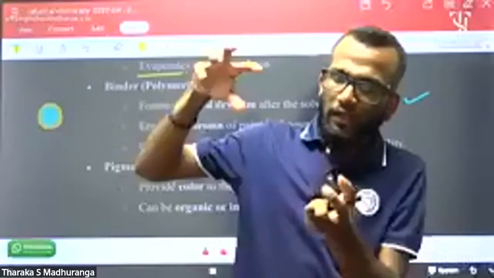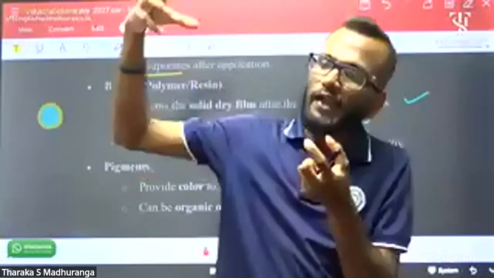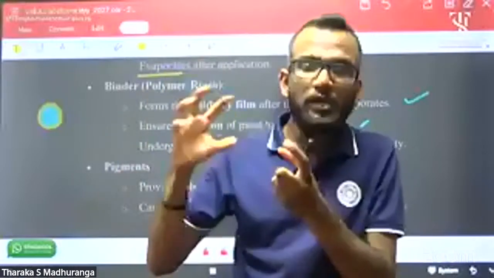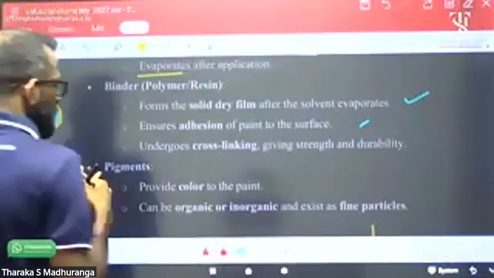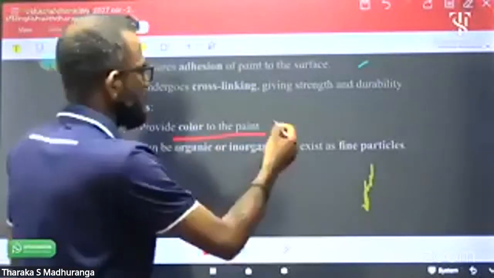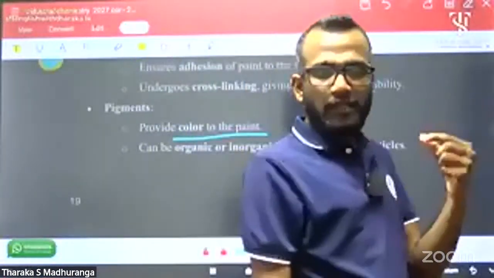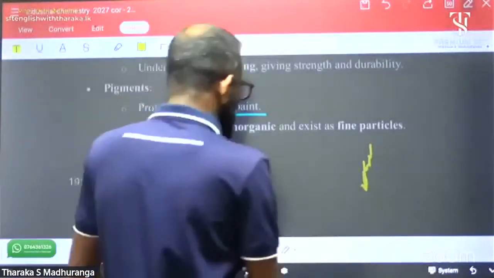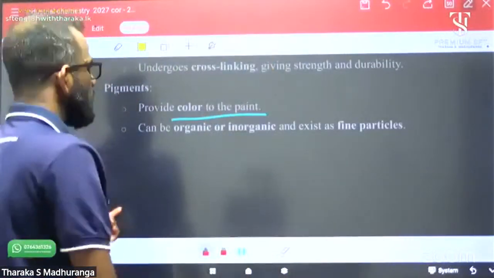What is the purpose of the binder? On one side it is attached to the surface, and on the other hand it retains colors, pigments, right? Pigments provide color, just simple. Pigments provide colors, and we can use different types of pigments, organic and inorganic, right?